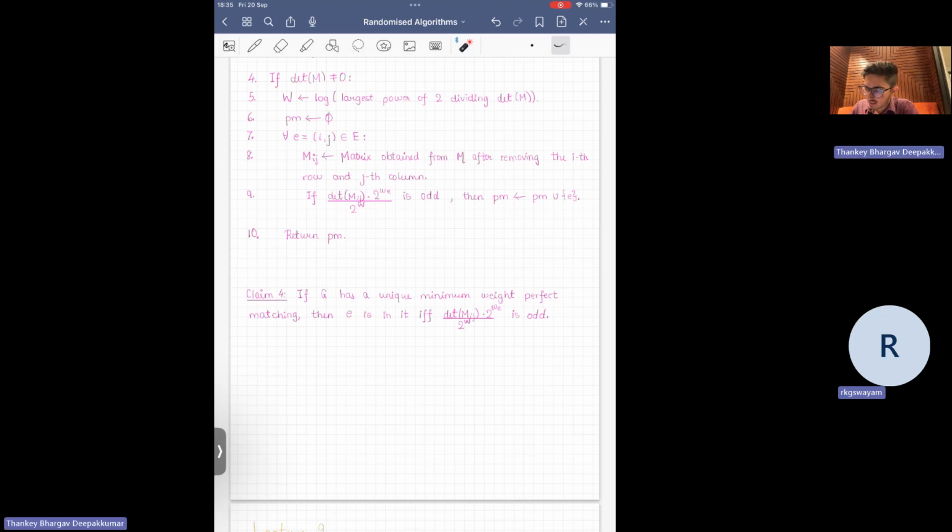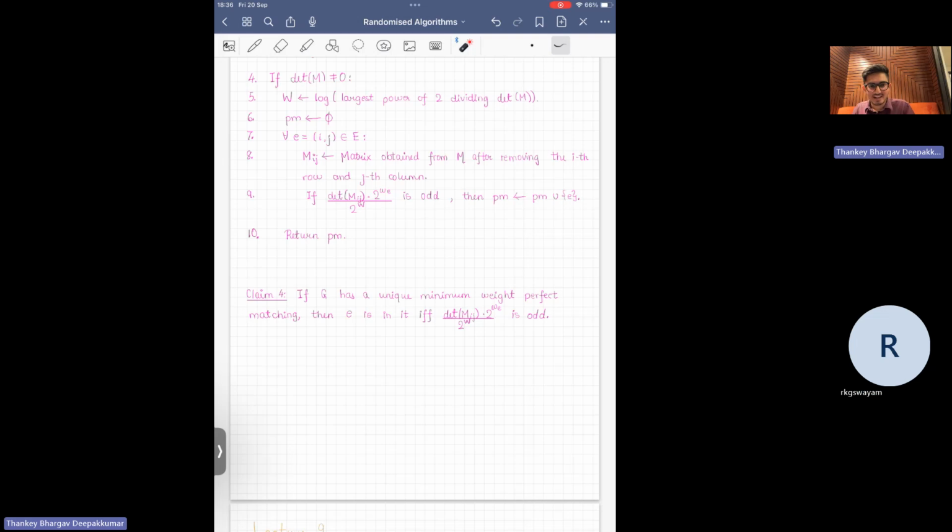I said that the algorithm was performing just this check, but if we modify that check to this, then this claim tells us that we would only end up adding edges from one perfect matching, the unique minimum weight perfect matching. Why is that?